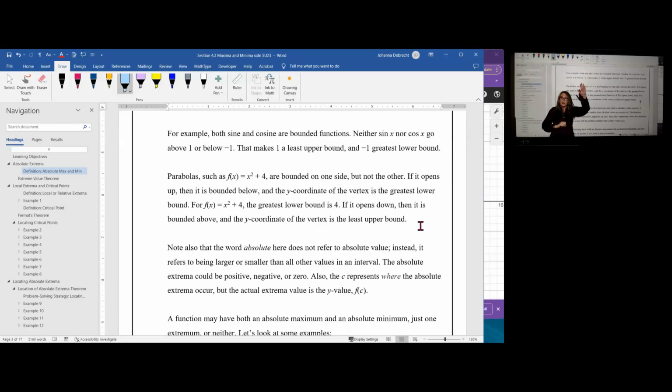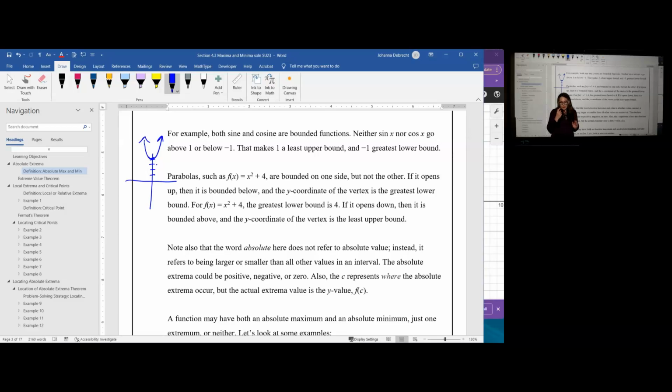The minimum point on that parabola is going to be at the y coordinate of the vertex, in our case, 4. That means that the greatest lower bound is 4. It never goes below 4. It's not bounded above, but it is bounded below.